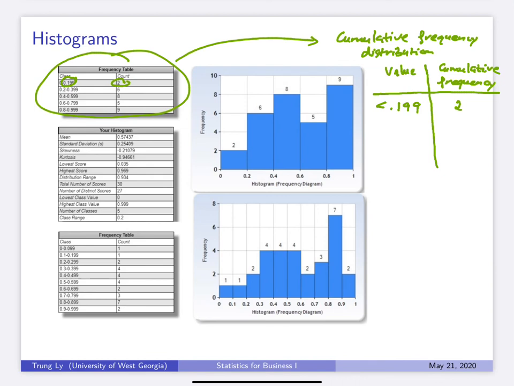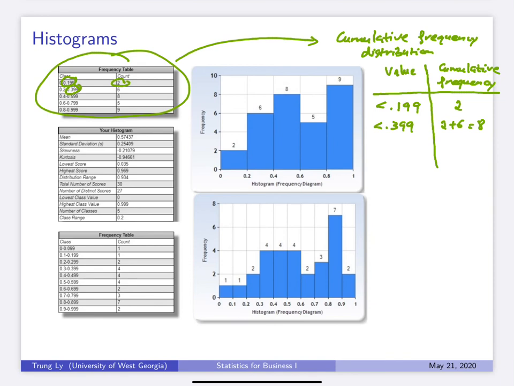For the second bin, the upper limit is 0.399. So again, we're asking ourselves how many observations in the data set are less than 0.399. And the answer is there are 2 plus 6, which is 8. That is, 2 observations between 0 and 0.199, and then 6 observations between 0.2 and 0.399.